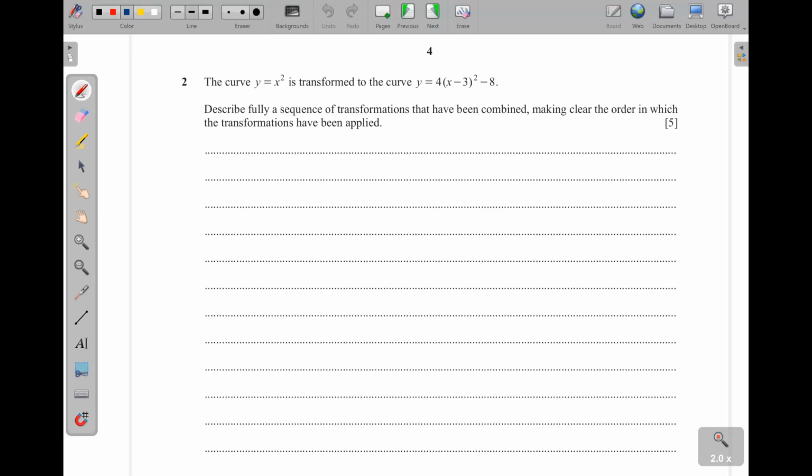Question 2 is coming from transformations of functions. The curve y is equal to x squared is transformed to this curve here. Describe fully a sequence of transformations that have been combined, making clear the order. This is very important, making clear the order in which the transformations have been made. Now, here are two ways we can do this.